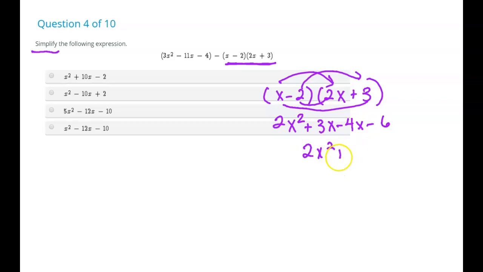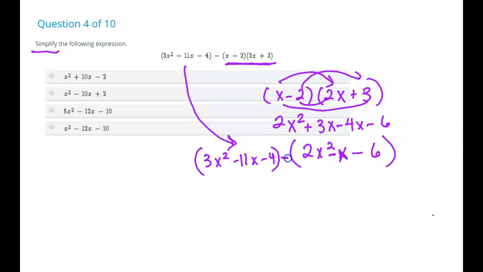All right, this is going to be minus an x, because 3x minus 4x is negative x minus 6. Now we'll take the beginning part, this trinomial, 3x squared minus 11x minus 4, and we're subtracting this. So we're going to go back to what we did in the last unit, and you're going to get rid of the parentheses, 3x squared minus 11x minus 4, and distribute that negative. So negative 2x squared plus an x, plus a 6. Now you can combine your like terms and get the answer.